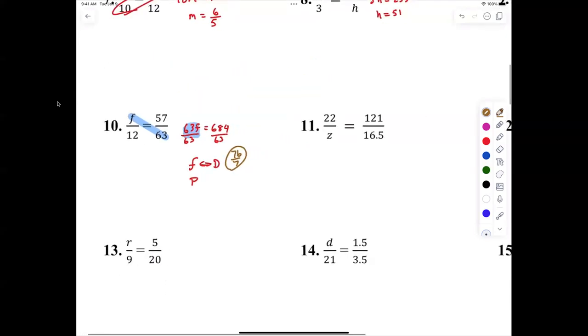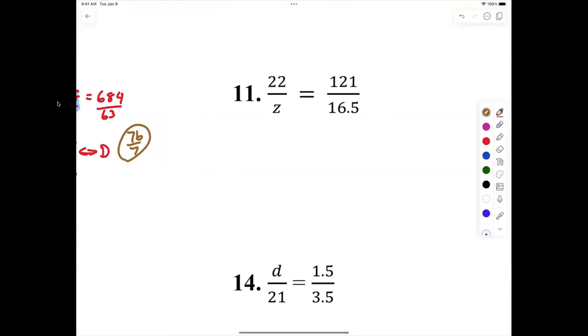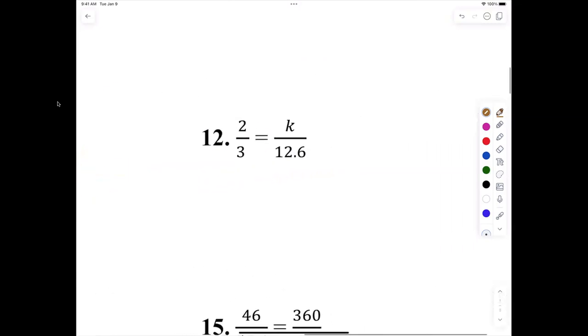Sebastian. So I did 121Z equals 22 times 16.5, and I got 363. And then I did 363 divided by 121, and I got Z equals 3. Perfect. That's it. Kirsten, let's go.